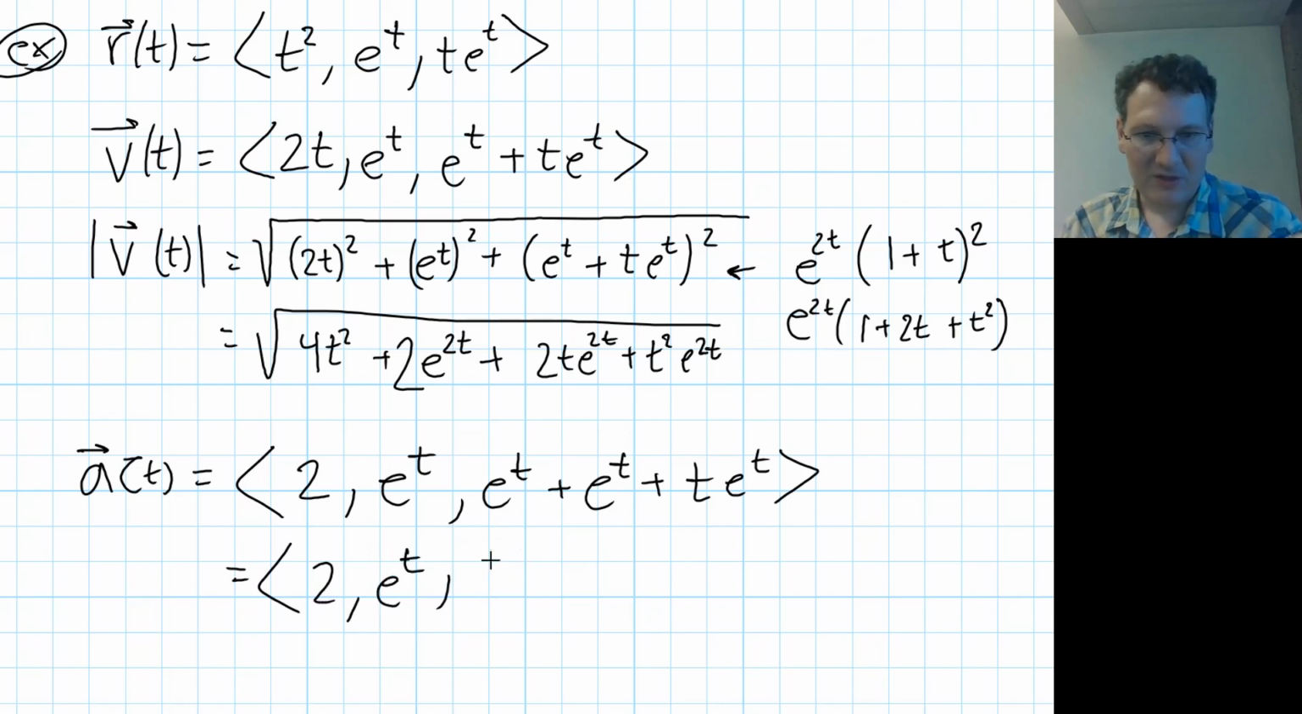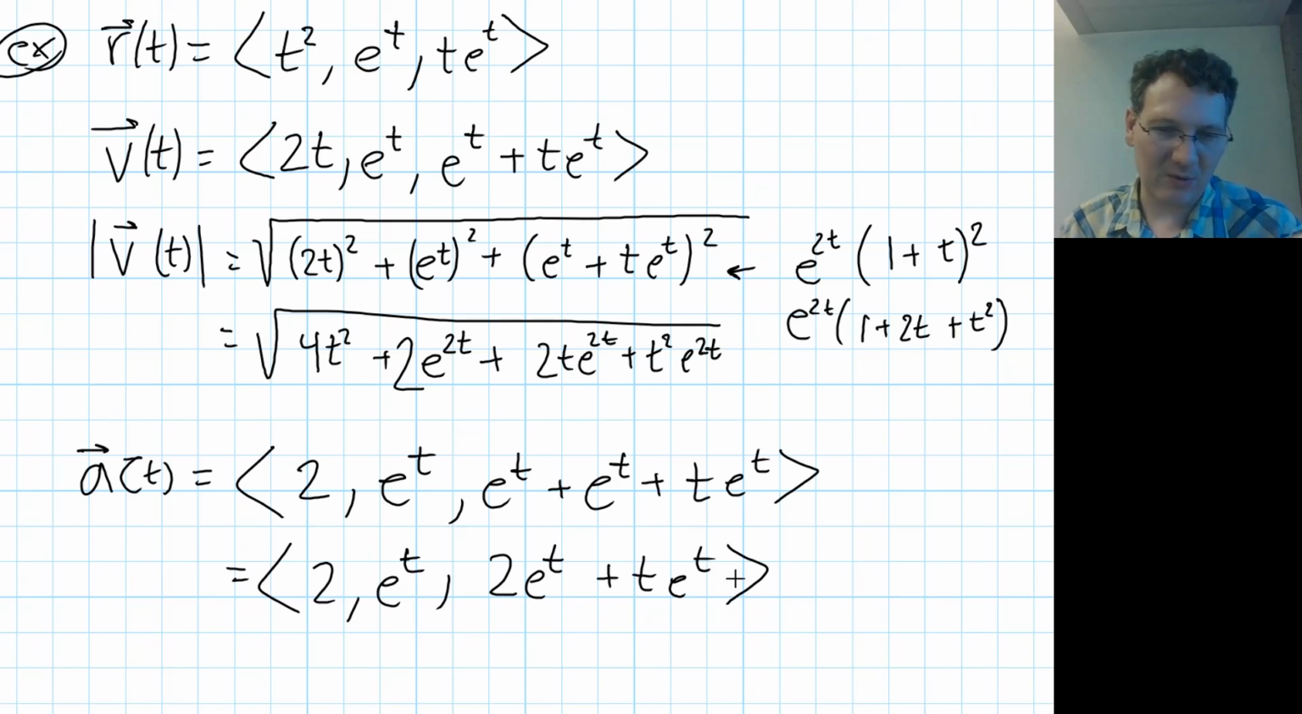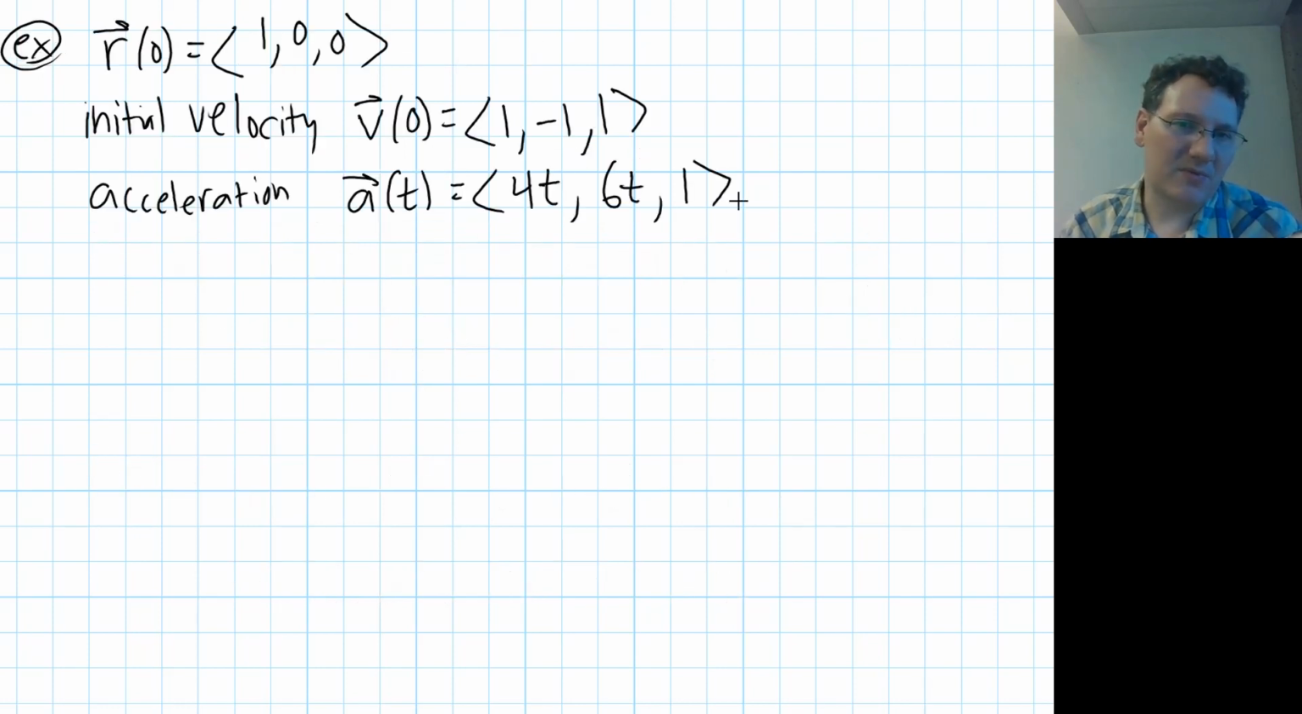That would be 2e to the t plus t e to the t, which if I wanted to, I can write it as e to the t times 2 plus t, but I don't want to do that. Okay, finding velocity, finding acceleration is just a matter of taking derivatives. Now suppose we have some starting conditions.